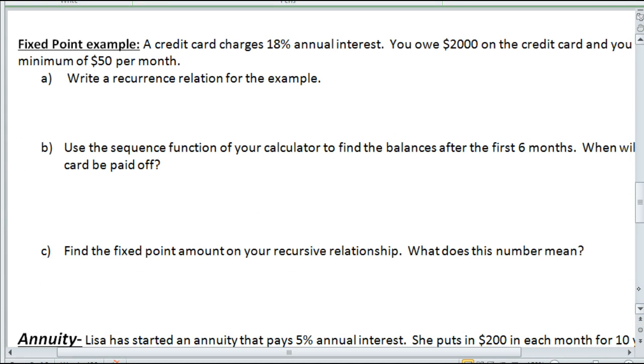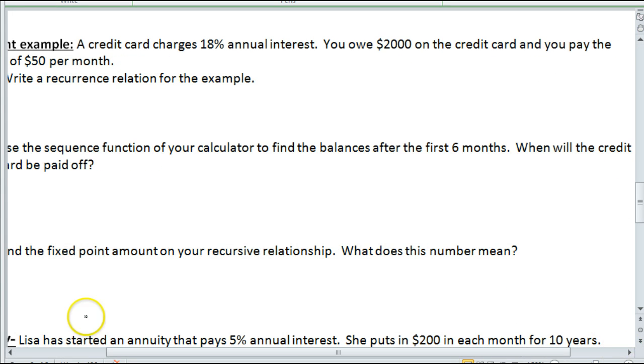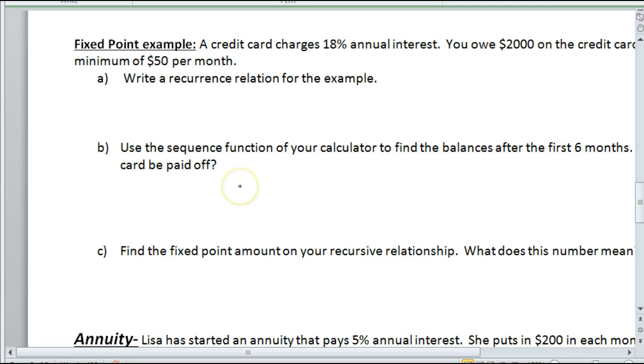Okay, so here's a fixed point example. A credit card charges 18% annual interest. This is pretty much the norm. 18%, 20%, you might even get more than that. Some of the lower ones might be 12%. I don't know what the lowest is, but I'm going to guess it's around 12. You owe $2,000 on the credit card, and you're going to pay the minimum $50 per month.